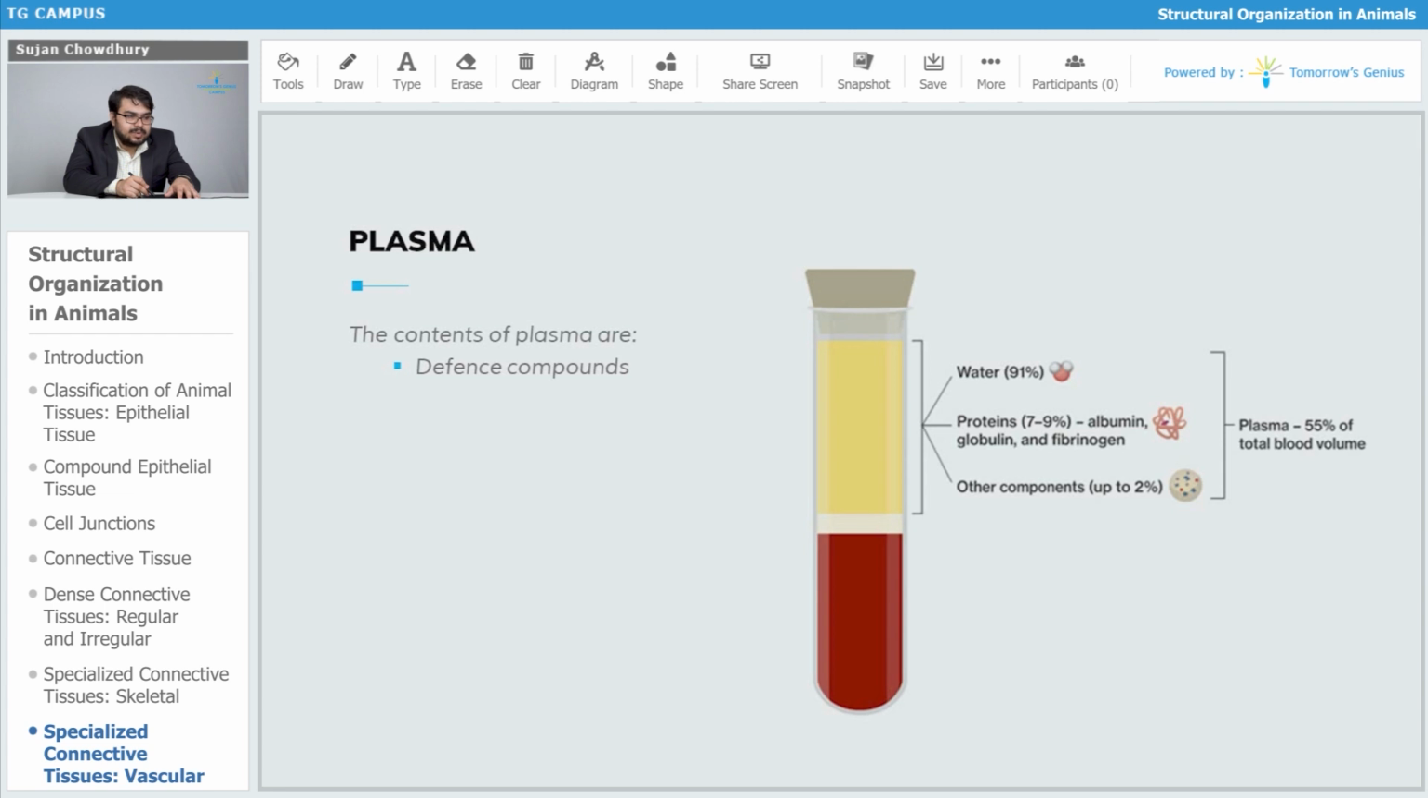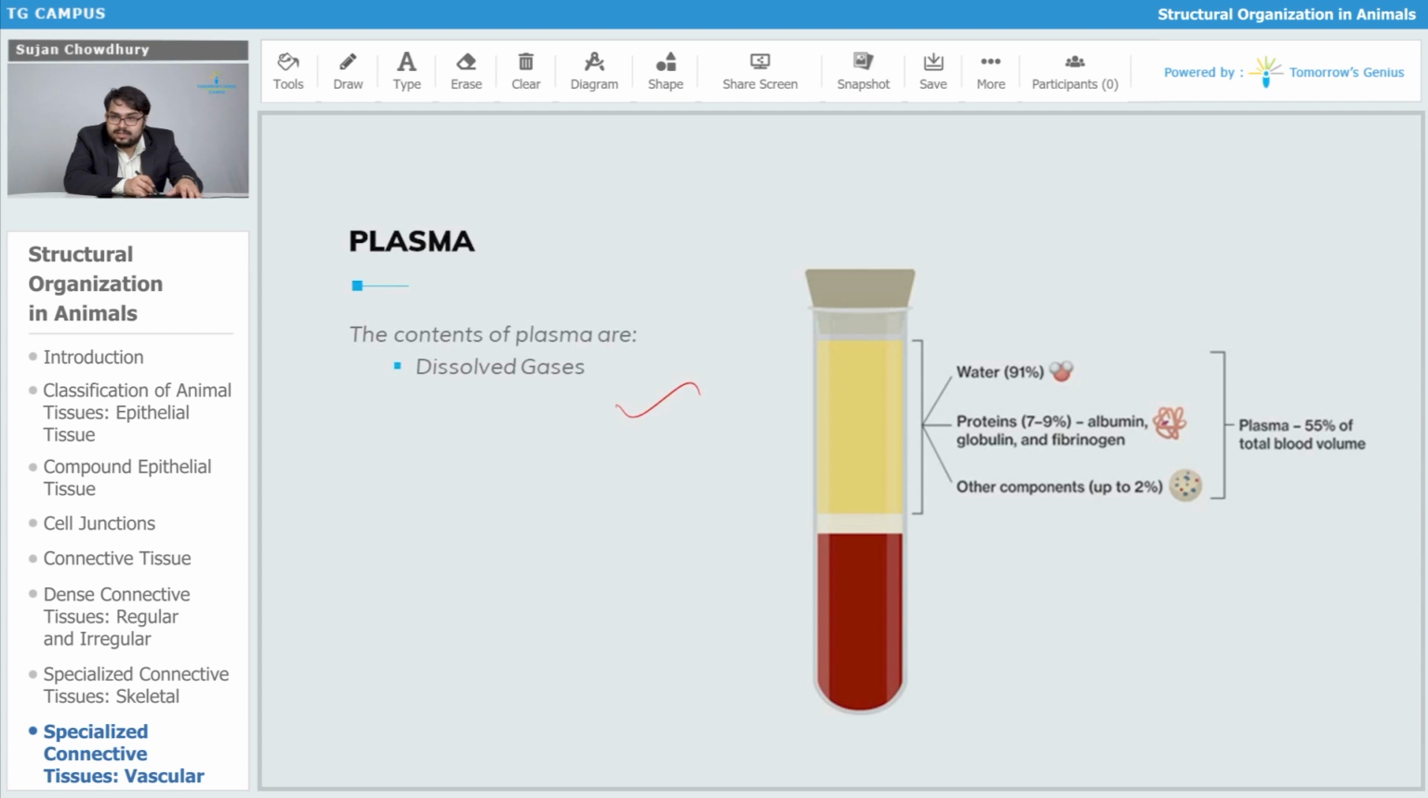The contents of plasma are the defense compounds, excretory substances, and some dissolved gases. For the defense compounds we have many things like the complement proteins, which are complementing the secretion of antibodies in the body, and also interferons, which are the substances released when there is a viral attack on our immune system.